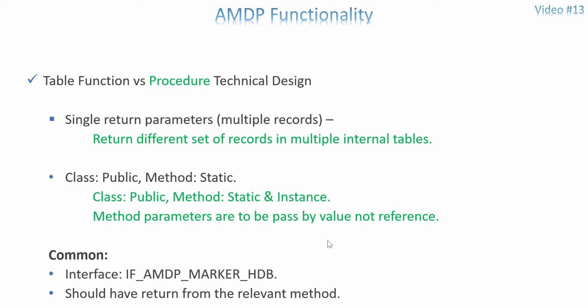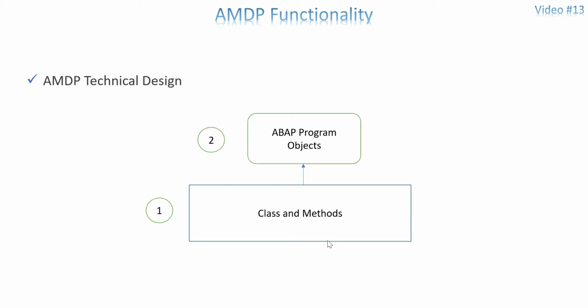The next one I think I have to take directly in the system. This is a simple one about the technical design. As a first step, I have to create a class and method. It's not like a table function, where you create the table function, assign a class method, and then go to the creation of class and method as the second step. For a procedure, create a class and method first, then call that class and method in your ABAP program.